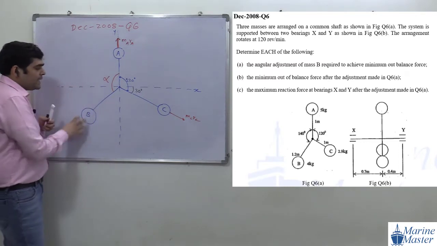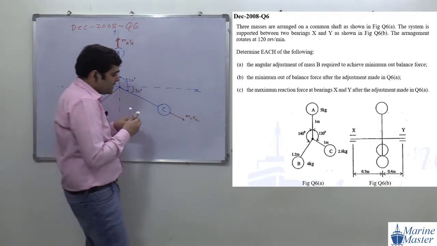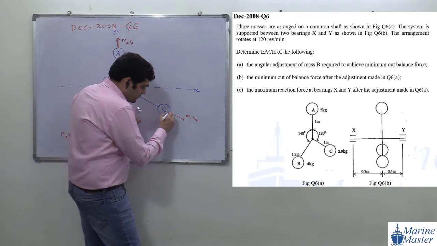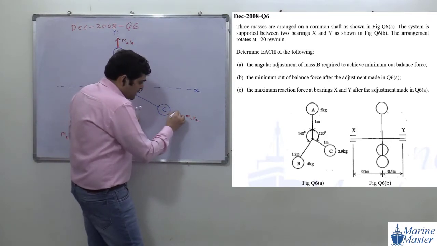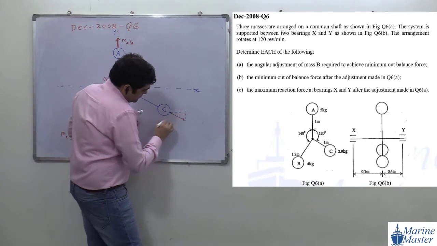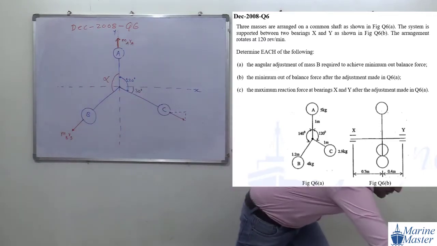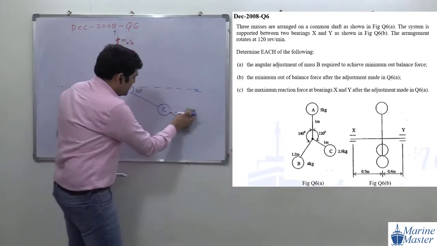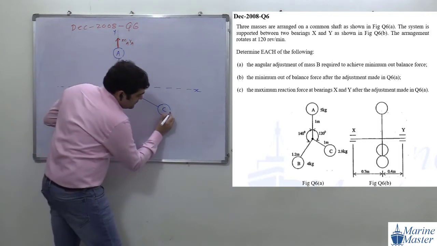Now, we don't know anything about B, so we will keep B as it is. Now we are going to form one rectangle here, for taking the components. I am going to take a bigger force so that the components are properly visible to us.